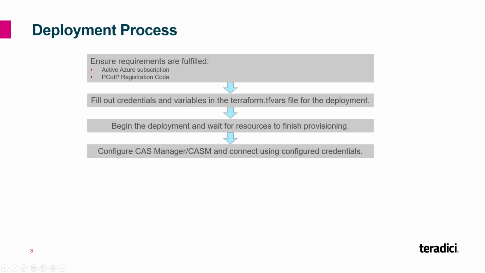You want to begin the deployment by issuing a command to Terraform and then wait for the resources to finish provisioning. And finally, once everything's finished provisioning, you want to log into the CAS Manager and configure all your user credentials and assign them workstations. And following that, you should be able to connect. So that was a bit quick, but it will make more sense once I go over my demonstration, which is coming in the next section.